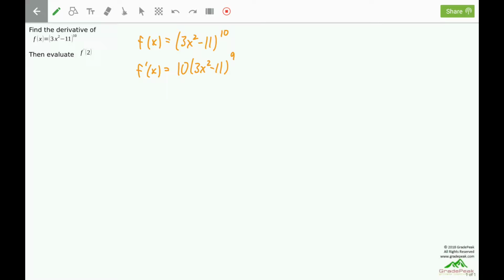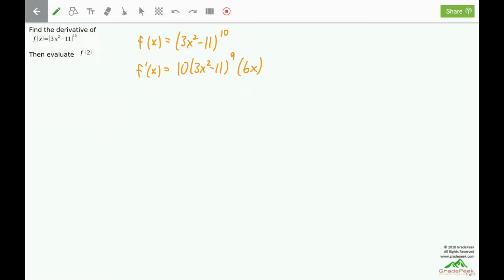The derivative of the inside, 3x squared, will be a power rule. Bring down the 2 times the 3, 6, x to the first power. The derivative of the negative 11, since it's a constant, will be 0. But we multiply by the derivative of the inside. That's the chain rule.